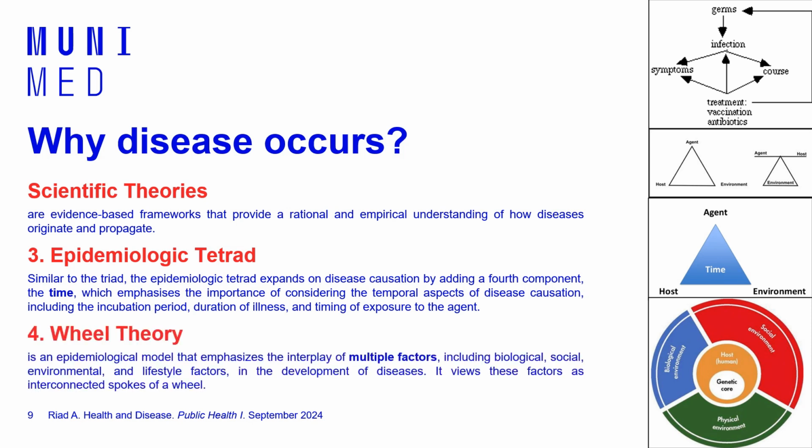Then, in the 20th century, we started to see more complex theories like the wheel theory. The wheel theory described the disease as a result of interactions between the levels of environment where humans live. So these levels, like the social environment, physical environment, biological environment, and the genetic core of the human or the host, all interact with each other in order to lead to the disease.